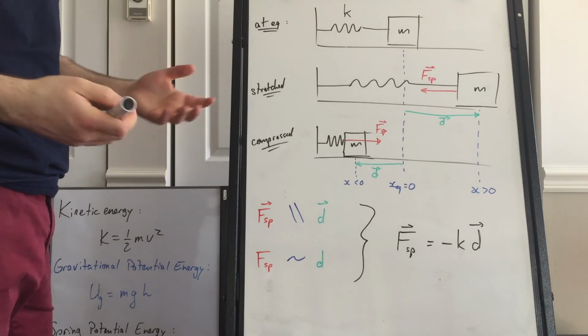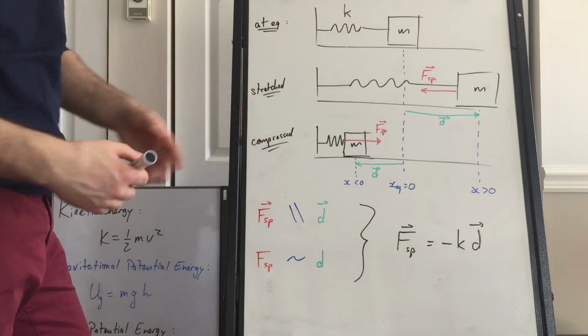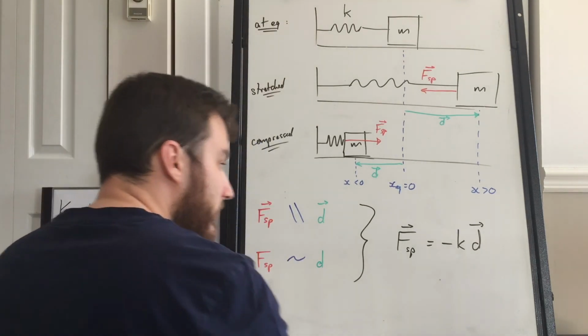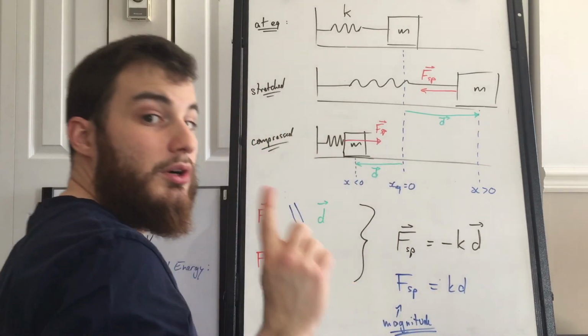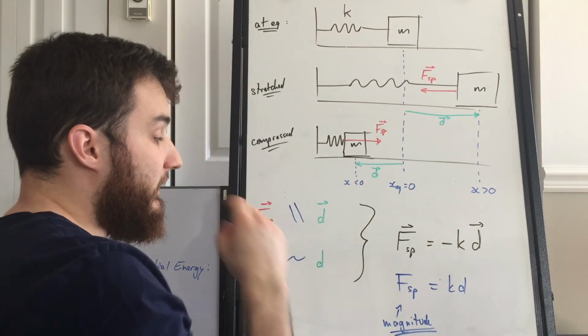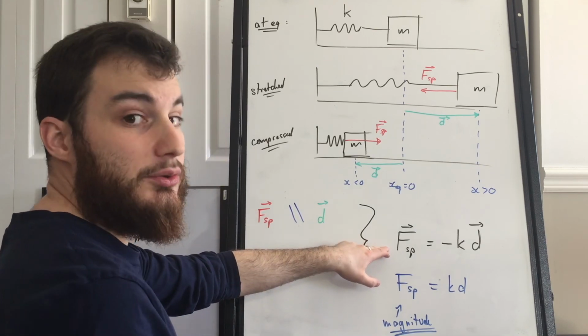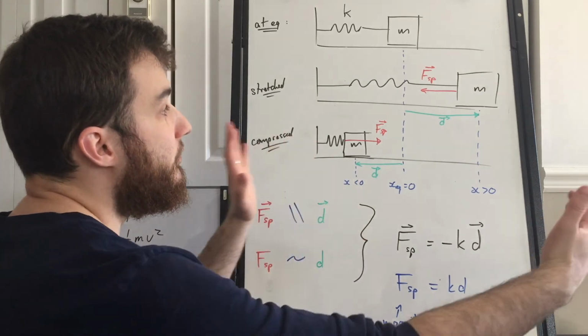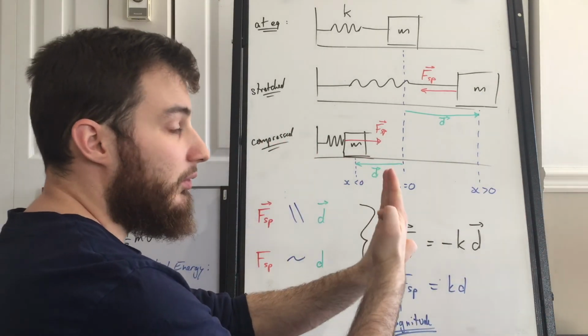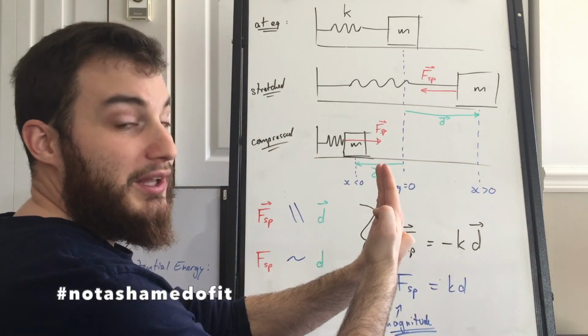So, it keeps its name. In magnitude, it would be written like this. But you must always remember that it goes against the direction of the displacement. It is what's called a restoring force. It wants to restore the equilibrium. It wants to bring balance to the force.